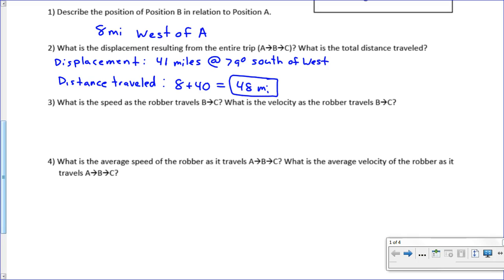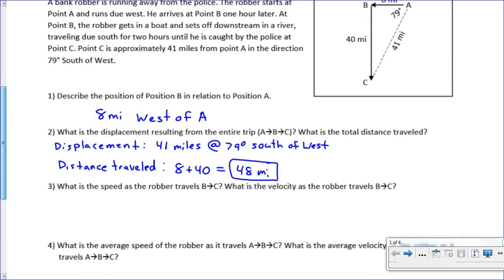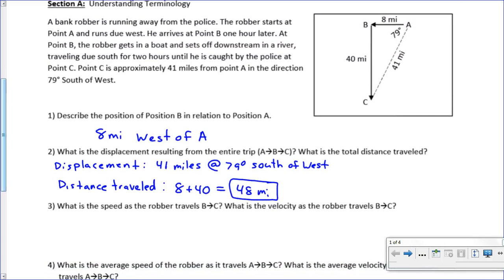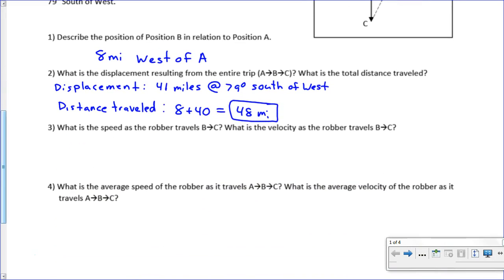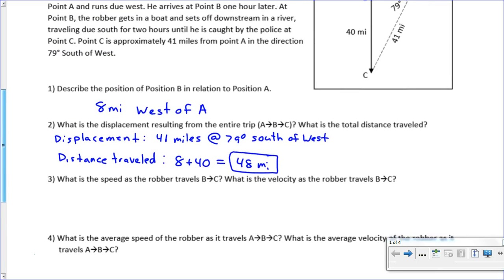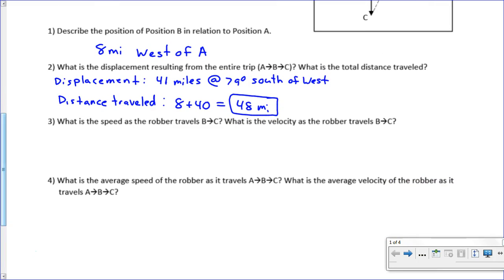Number 3 says, what's the speed of the robber, B to C? So we look at B to C. To find the speed, you take just the distance over the time. The distance is 40 miles, and it took 2 hours to get there. Speed equals distance over time, which equals 40 miles over 2 hours, which equals 20 miles per hour, and that's the speed.